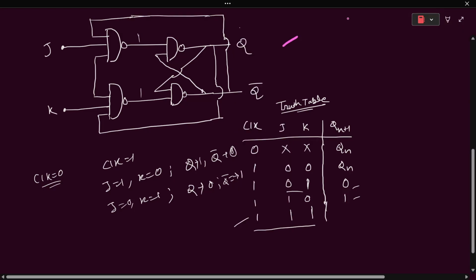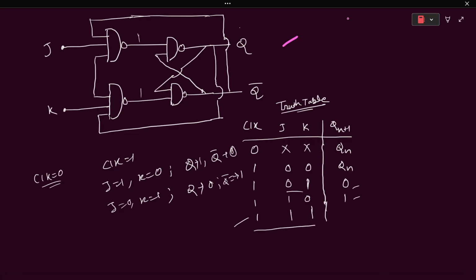This is quite different. Now the clock is high, that's not a problem for us. We take J is 1, K is 1. Now the question arises, what will be the value of Q and Q complement?